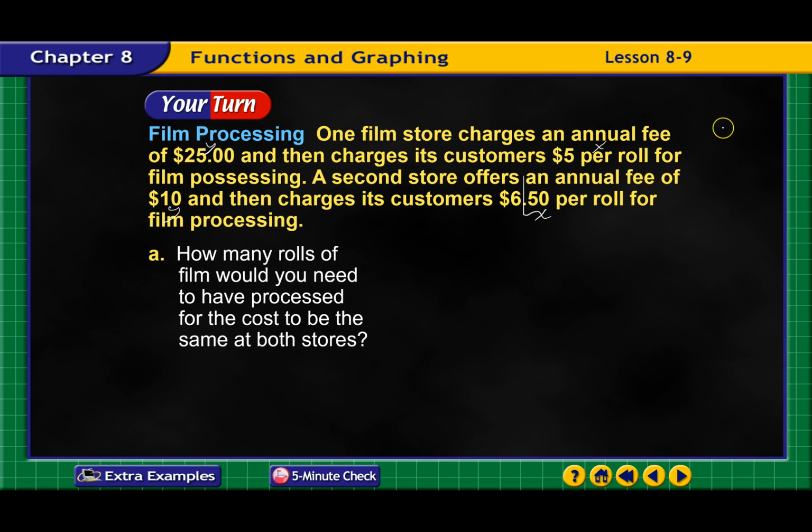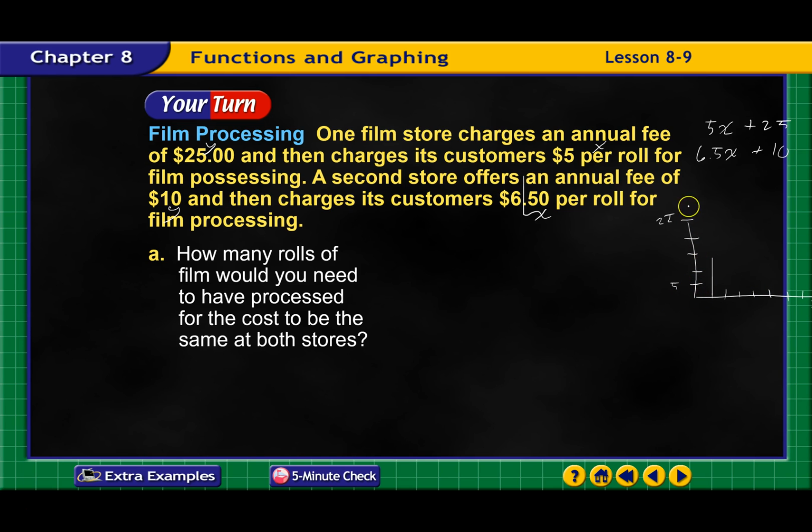So I have 5X plus 25 for this one, and then 6.50X plus 10 for the other. And they would want me to graph this. So if I have, let's go 5, 10, 15, 20, 25, and we're going to have to do per month. Hopefully I get far enough here.